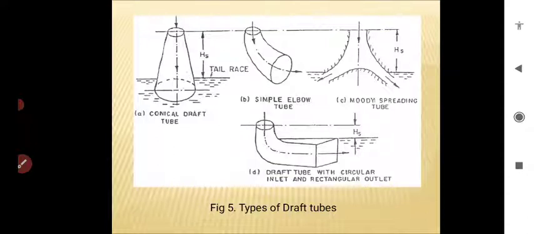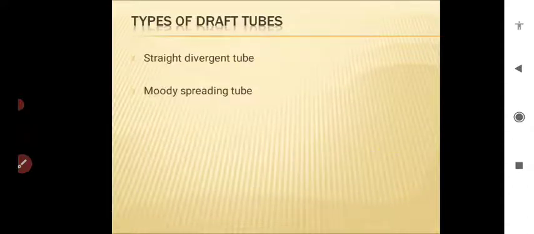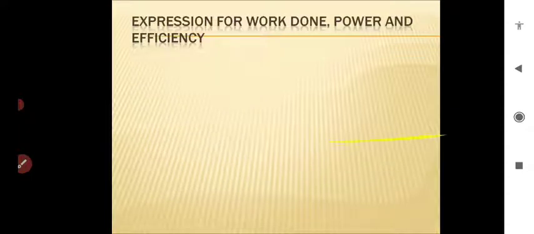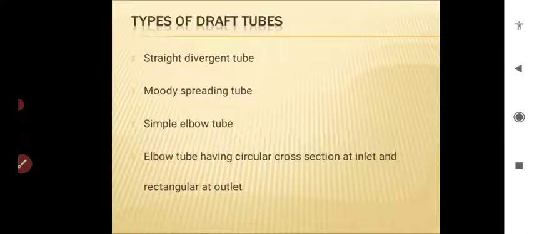And the fourth one is the draft tube with circular inlet and rectangular outlet. These are the types of draft tubes. First is the straight divergent draft tube. Second is the Moody spreading draft tube. Third is the simple elbow tube. And the last one is the elbow tube having circular cross section at inlet and rectangular at outlet. These all are the types of draft tubes.